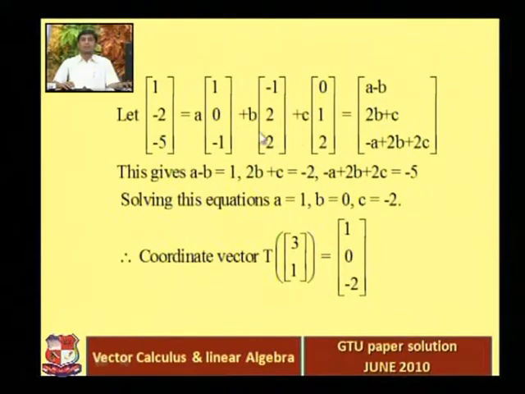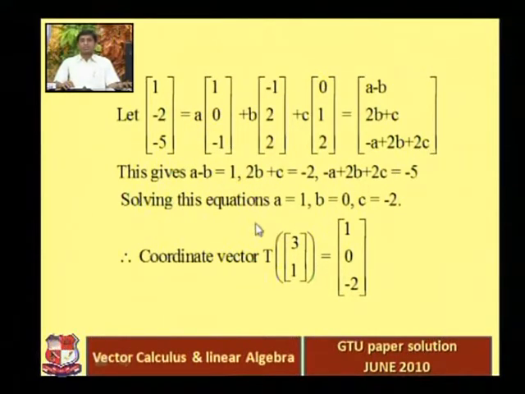See, on simplification of this equation, you will get a into 1 minus b into minus 1, that is a minus b, 2b plus c, minus a plus 2b plus 2c. So that's why a minus b is equal to 1, 2b plus c is equal to minus 2, minus a plus 2b plus 2c is equal to minus 5.